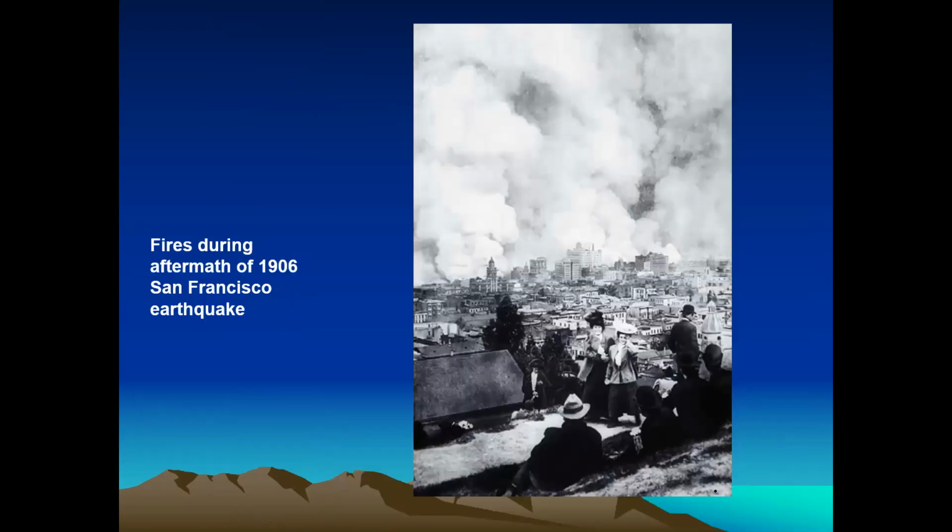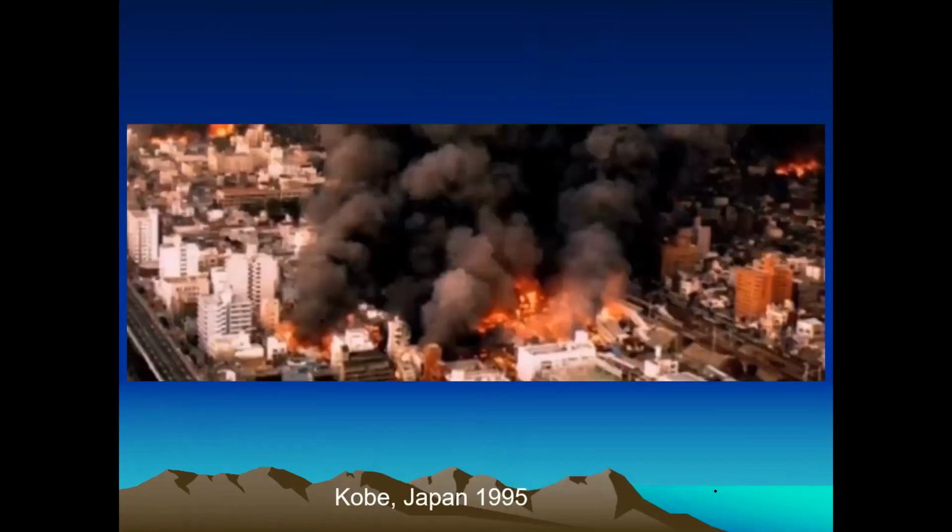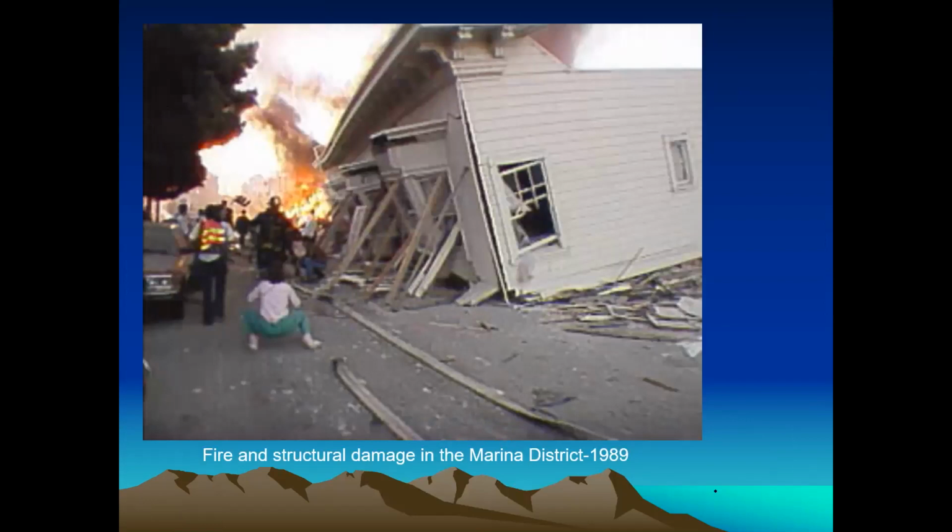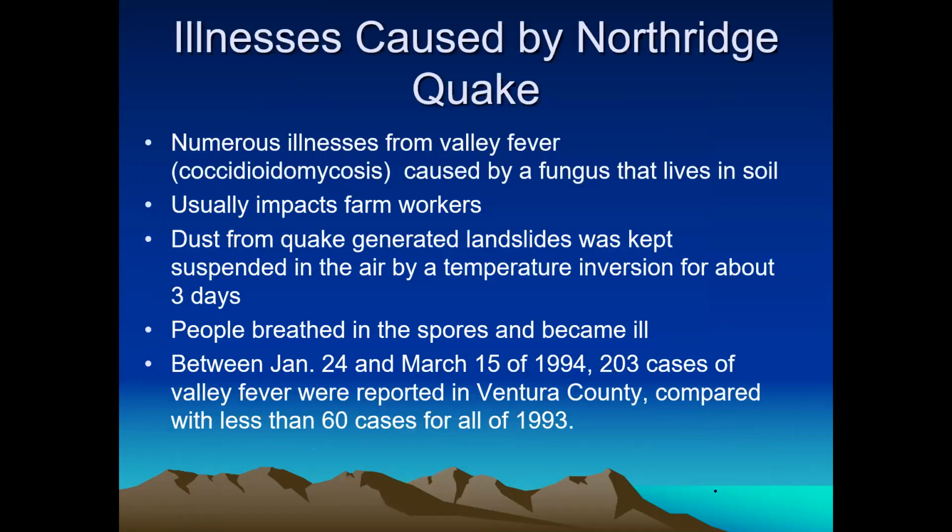This is Kobe, Japan, 1995, of a fairly famous earthquake that occurred here that destroyed totally parts of Kobe. And then, of course, the Marina District in 1989 suffered heavily, and a lot of the water lines broke, and there was no way to get water to the fires until they put these fire boats out into the bay, and they were able to get water in to try to put out these fires.